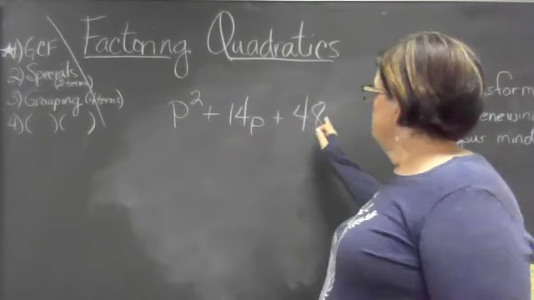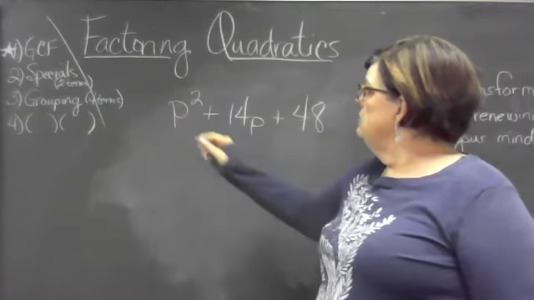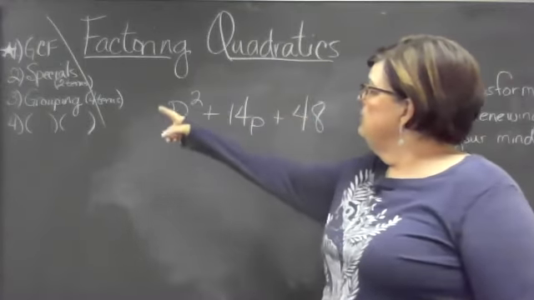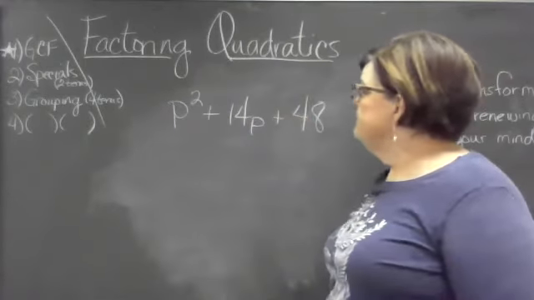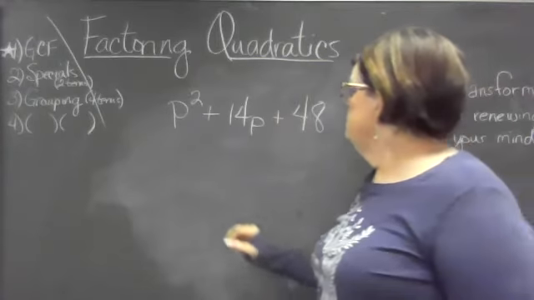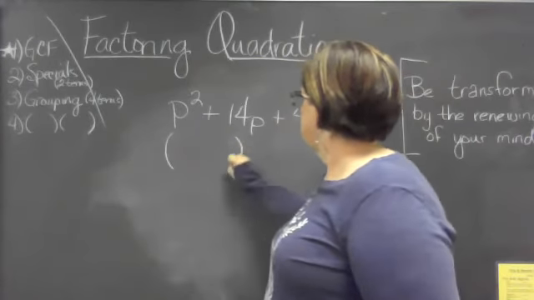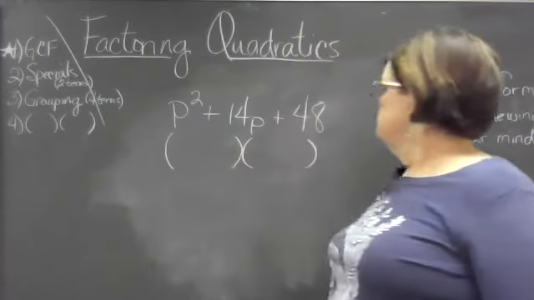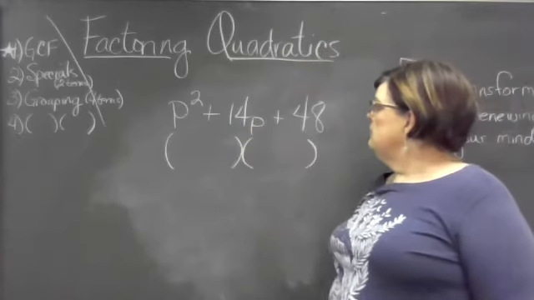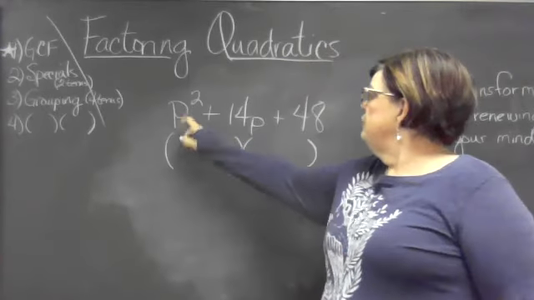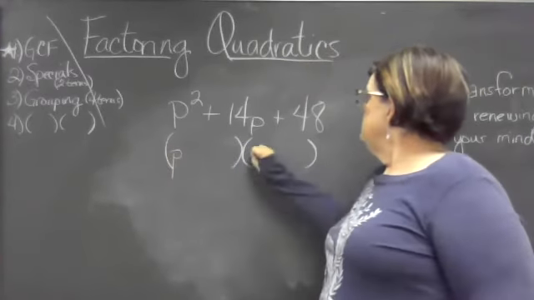This isn't a special because it has 3 terms, not 2. It's not a grouping because a grouping has 4 or 6. So we're going to go straight to step number 4, to the 2 parentheses. The front times the front gives you the front. So I have P times P.